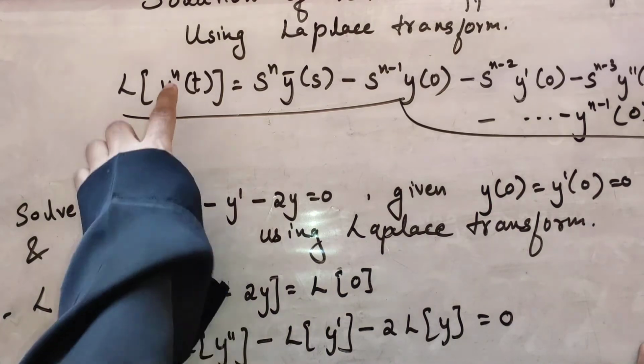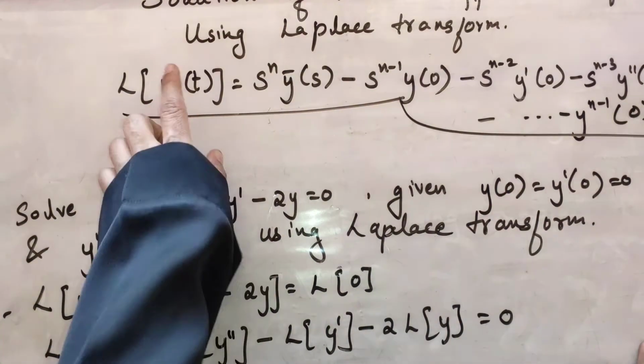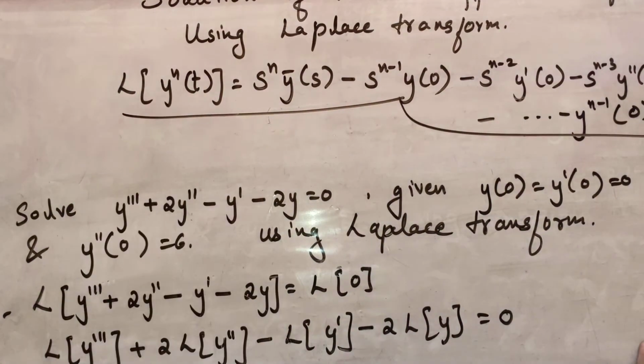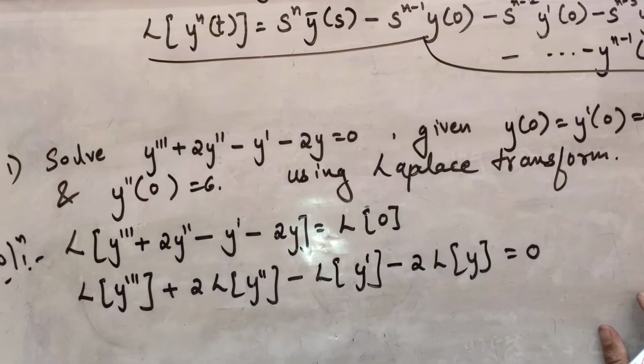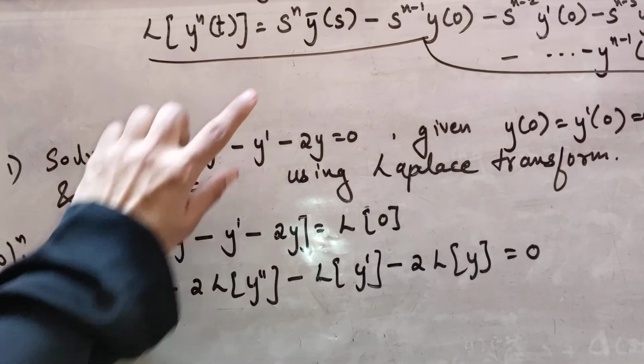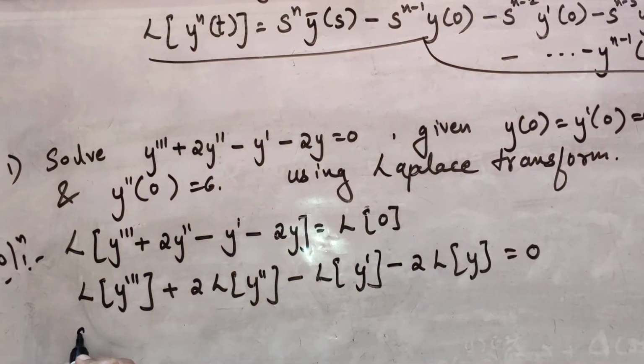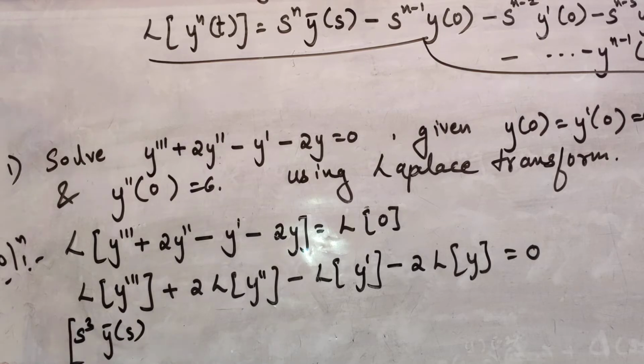Y triple dash means n is equal to 3. Y double dash means n is equal to 2. Y dash means n equals 1. Taking the values n is equal to 3, 2, 1, let us expand each of these. Now for n is equal to 3, this takes the value s cube y bar of s. Let me write a square bracket here, because I am doing the expansion for the first term.